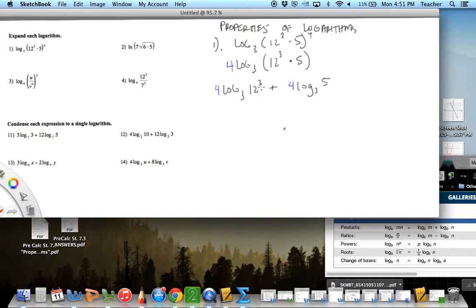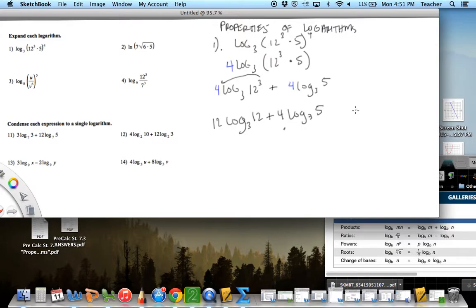Now you'll notice that again we have this same thing of powers, meaning we're taking our object that we're taking the logarithm of to the third power. So we're actually going to move that up front again. So now we're going to take this 3 and multiply up here. So we have 12 log base 3 of 12 plus 4 log base 3 of 5.